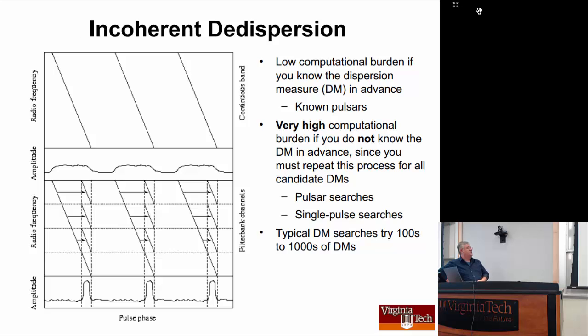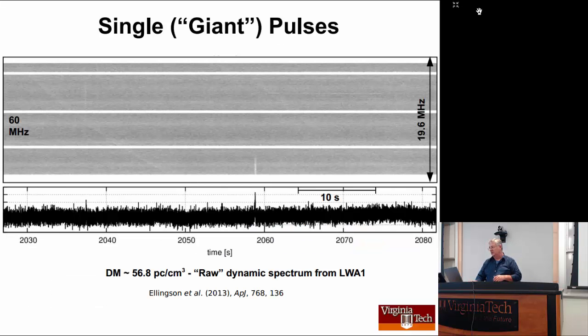So there are people out there who just spend their time looking at known pulsars, and that's great. But if you don't know anything about the dispersion measure, you're looking for something new, it's a nightmare. And the reason is because you have to keep repeating this process for all the possible DMs that you think might apply. And then the one that gives you, of course, the biggest pulses is the one that you assume to be the right one. So that's rather computationally intensive, but that's what you have to do for pulsar searches, and this is what you have to do for single pulse searches like what I'm about to talk about. Typically, somewhere between hundreds and thousands of these iterations that you have to do to get it right.